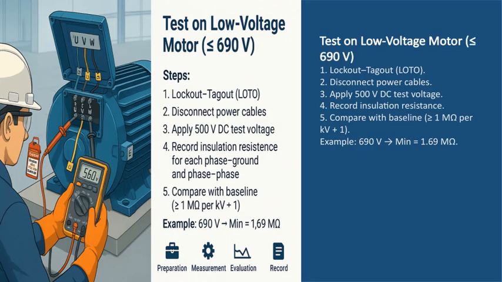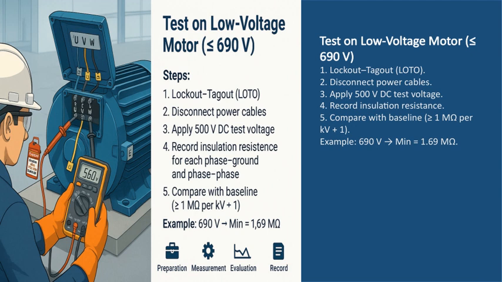Let's talk about testing low-voltage motors, specifically those at or below 690 volts. The first step is always lockout, tagout, or LOTO. This ensures the motor is completely shut off and safe to work on. Next, we need to disconnect the power cables to eliminate any risk of electricity flowing during our test. Once that's done, we apply a 500-volt DC test voltage across the motor's insulation. This allows us to measure how well the insulation is performing. After applying the test voltage, we record the insulation resistance, which is a key indicator of the motor's health.